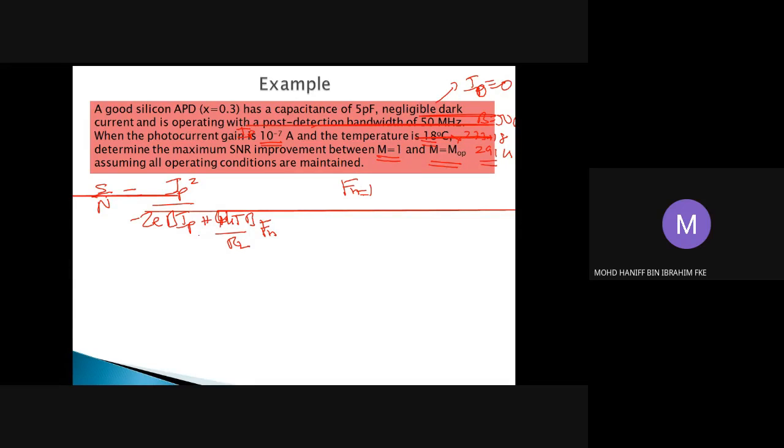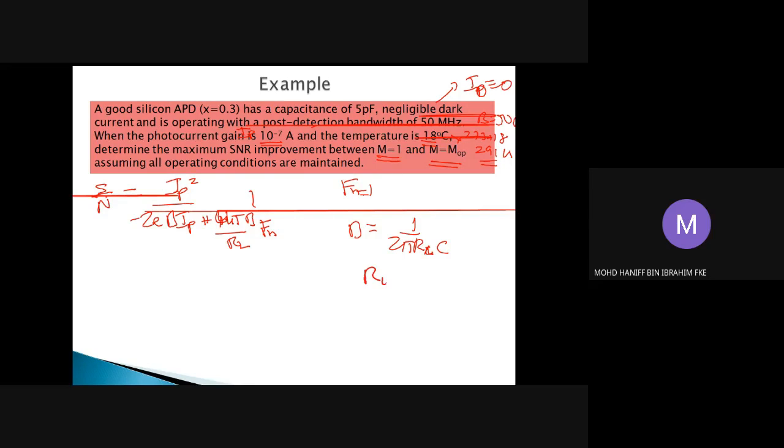RL is unknown, am I right? We don't have any information about RL, so we need to find RL from this problem. RL can be obtained from the equation that relates the bandwidth, the capacitance and the load resistance. The bandwidth B equals 1 over 2 pi RL multiplied with the capacitance C. This equation enables us to find RL, because the bandwidth and the capacitance are given.